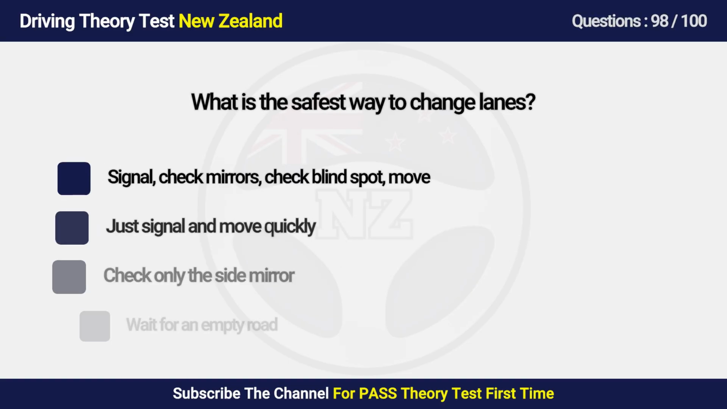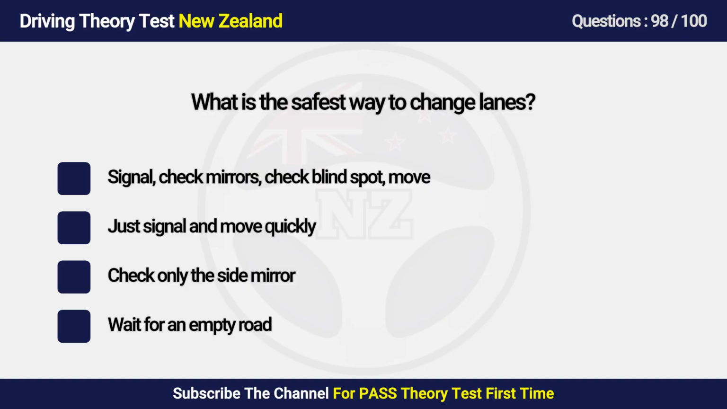Question 98. What is the safest way to change lanes? A. Signal, check mirrors, check blind spot, move. B. Just signal and move quickly. C. Check only the side mirror. D. Wait for an empty road.